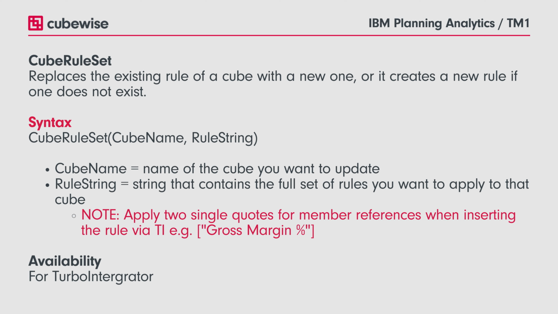Writing the rule in the process requires member references to be enclosed in two single quotes. This function is for TurboIntegrator.